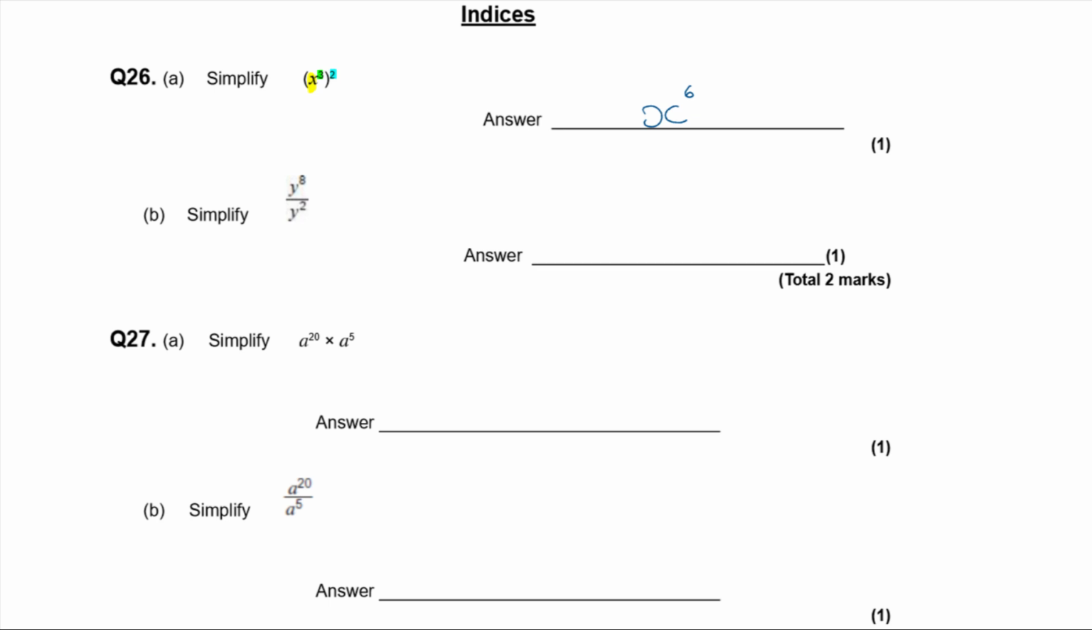Okay. Next one, we've got 2 numbers with the same base, and we're dividing. So here we need to subtract the indices. 8 subtract 2, that's 6. So that's going to be y to the power of 6.